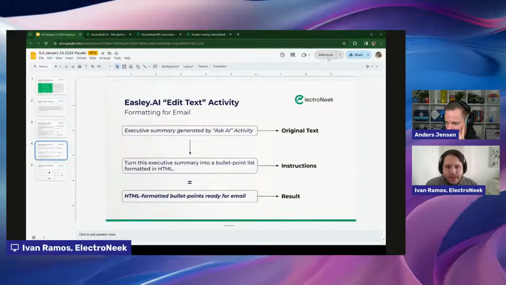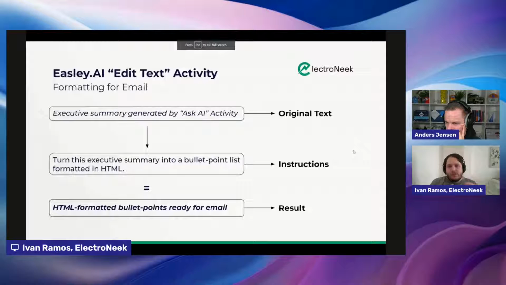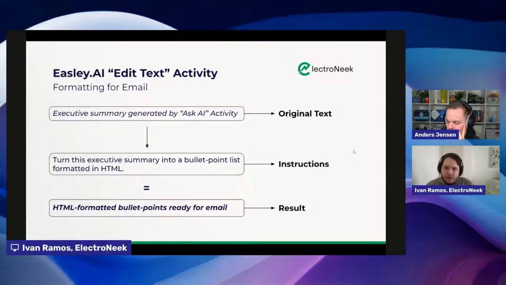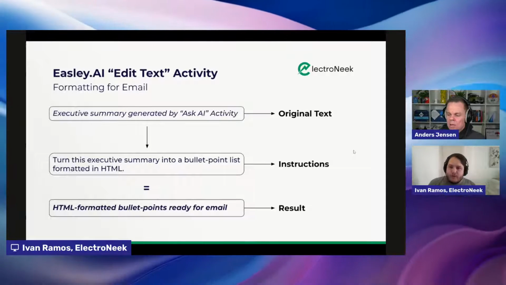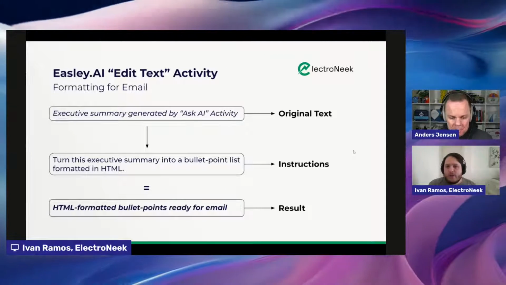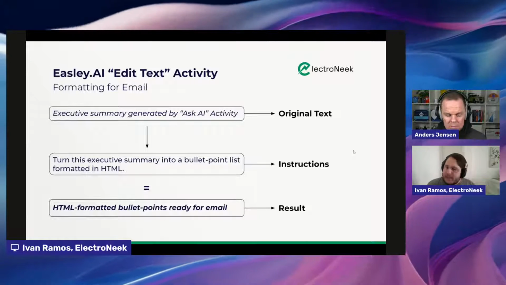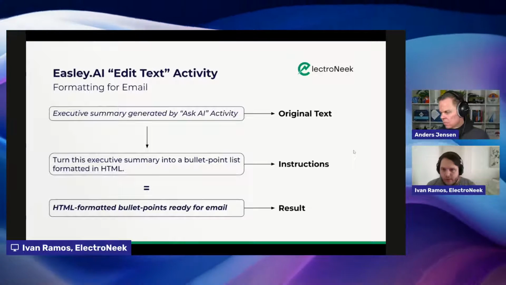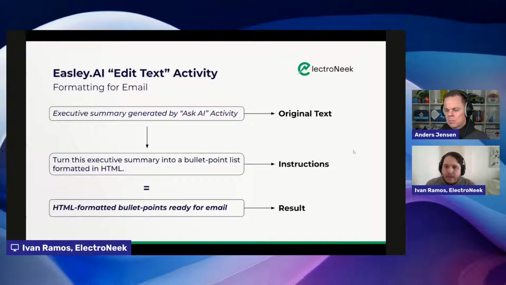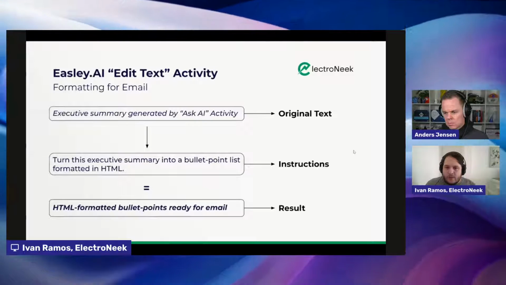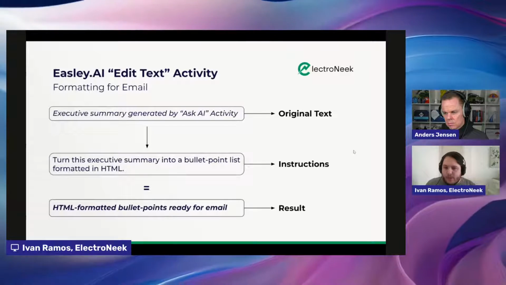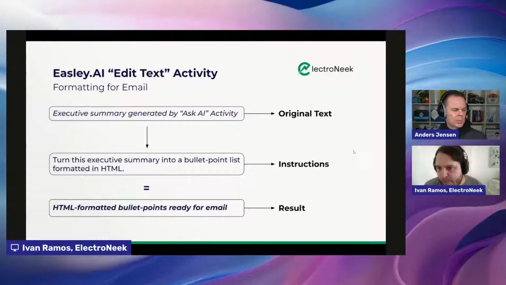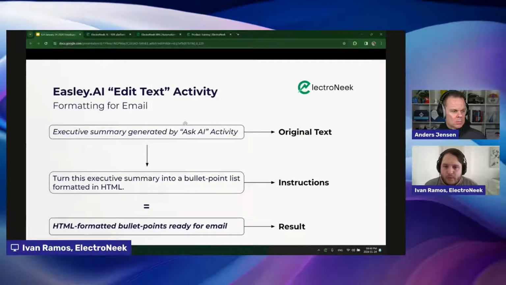The way that we'll build our instruction here is like this. Edit text is very simple. We don't need large instructions or large pieces of context. We are just providing the original text, then an instruction, which in this case will be just to turn this into a bullet point list formatted in HTML. And just like that, very simply, the result will be a version of that executive summary, but formatted into bullet points, and it will be structured in HTML. So we will be able to put it in the body of an email message. So that's what we'll do right now.